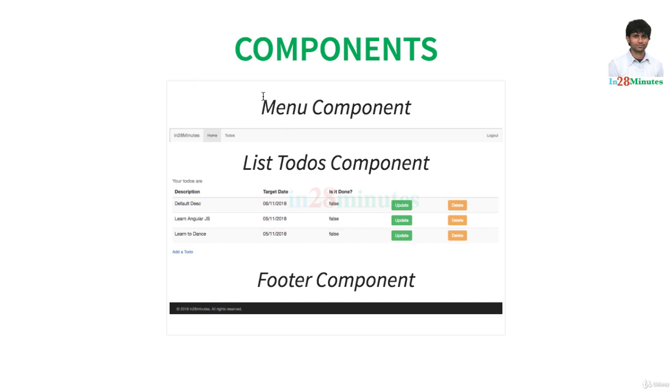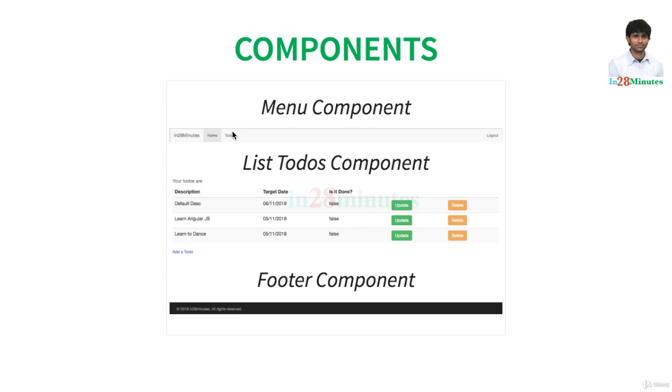So the entire page would be divided into a number of components. So we would have a menu component, we would have a list to-dos component, we would have a footer component. Each of these components are responsible for displaying the view, that's basically the HTML, the styling, that's basically the CSS, as well as the code to react to the user actions. So when user clicks update, when user clicks delete, when user clicks add to-do, what needs to be done, all that is handled by the view logic which is present in that specific component.